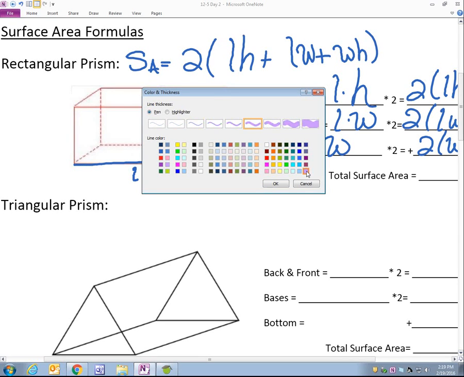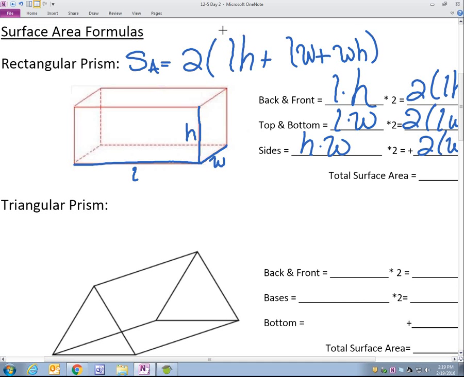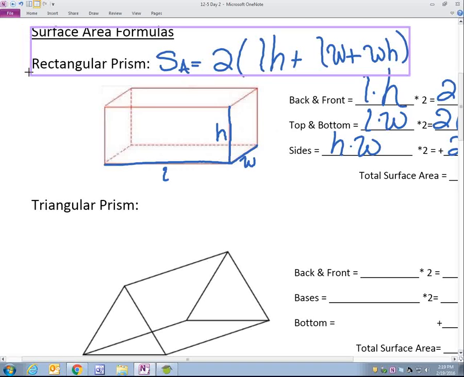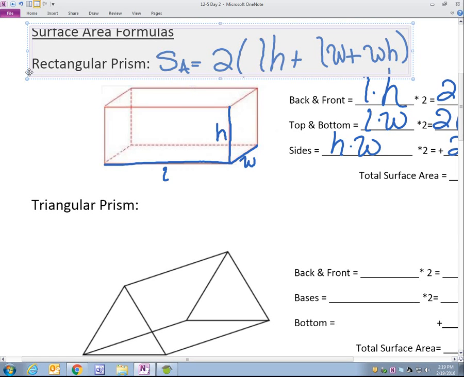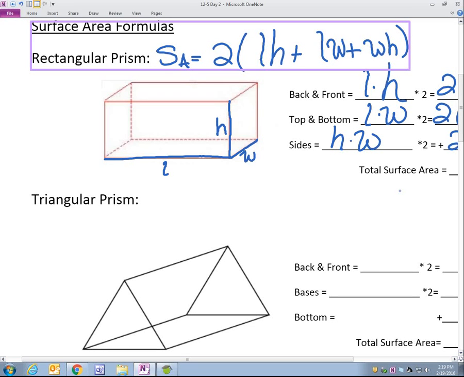Purple? Yes, sir. Tuesday, Thursday, Friday. Any questions on that?